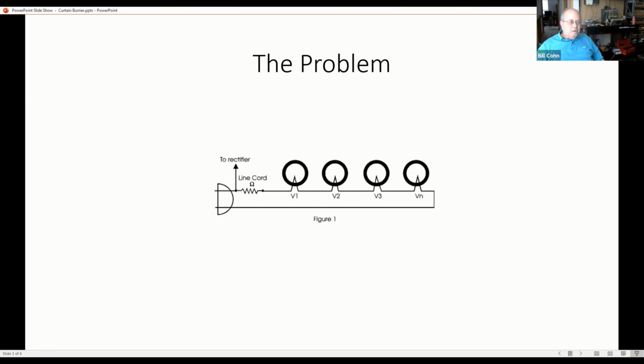And that was dropped typically 2 ways. Either in the line cord with a very long Nichrome wire resistor, or it was done with a ballast tube.